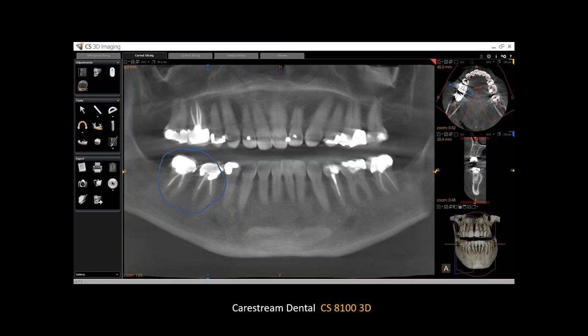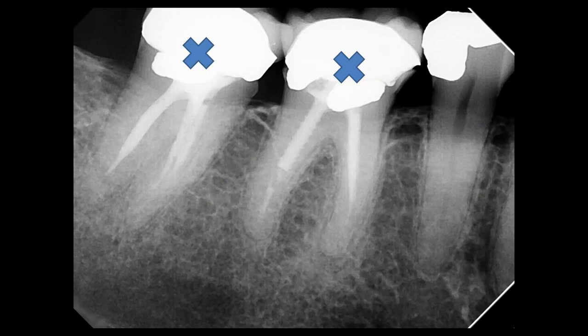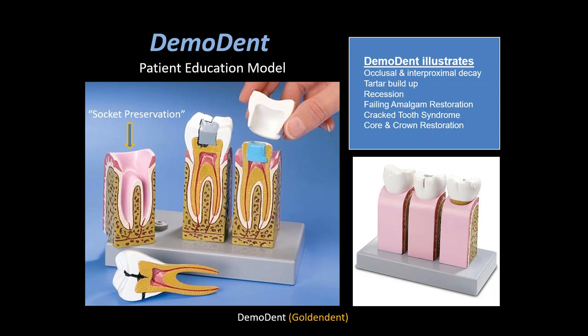So at that point, our goal was to explain to our patient that both these teeth will need to be extracted. They'll have a much better prognosis as compared to trying to play heroic dentistry on these teeth. So one model that I like to use in my practice is the Demodent. The Demodent patient education model allows us to identify different scenarios to our patient, whether it's occlusal or interproximal decay or tartar buildup, and on the other side of this model, whether there's recession or a failing amalgam restoration or cracked tooth syndrome, and lastly, a core and crown restoration.